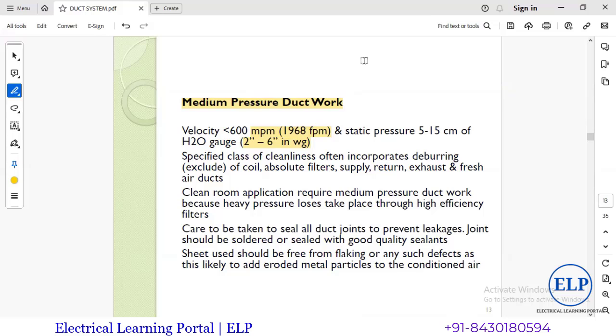This is a very important point. In the medium pressure ductwork, we have to maintain the positive pressure also.